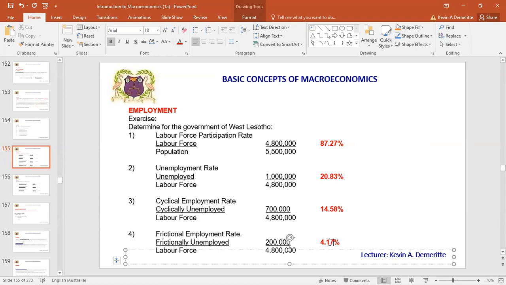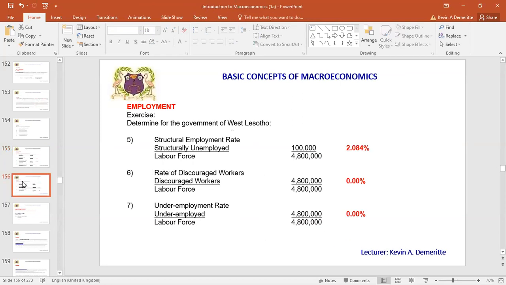Okay, so now let's try it again. 14.58, 4.17, 2.08. I get 20.83. Bingo. All right. It's just a way of double checking your answer.